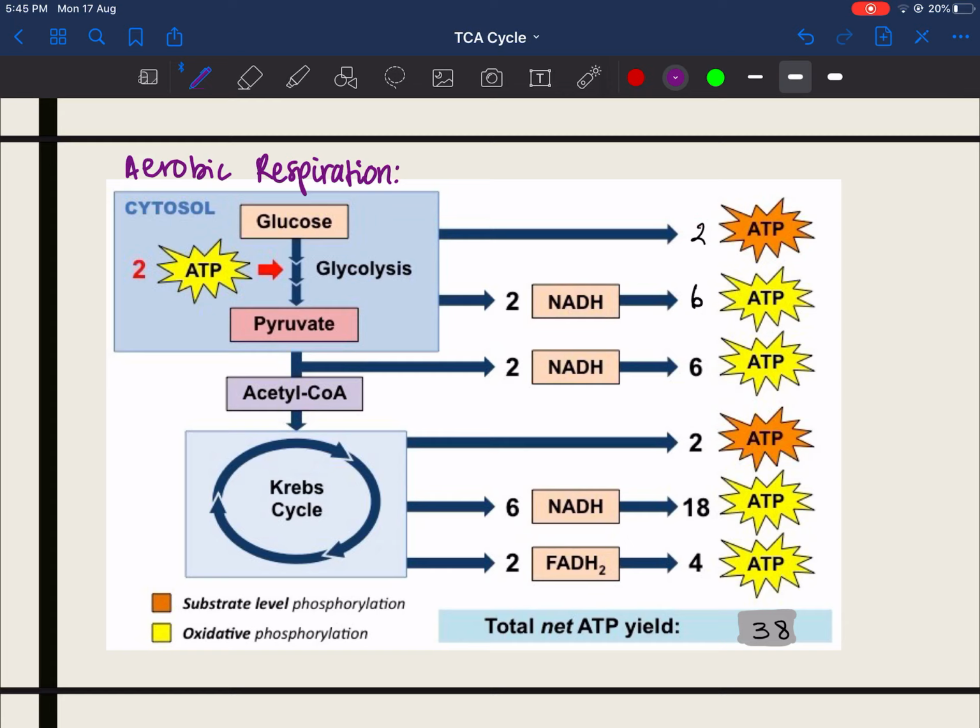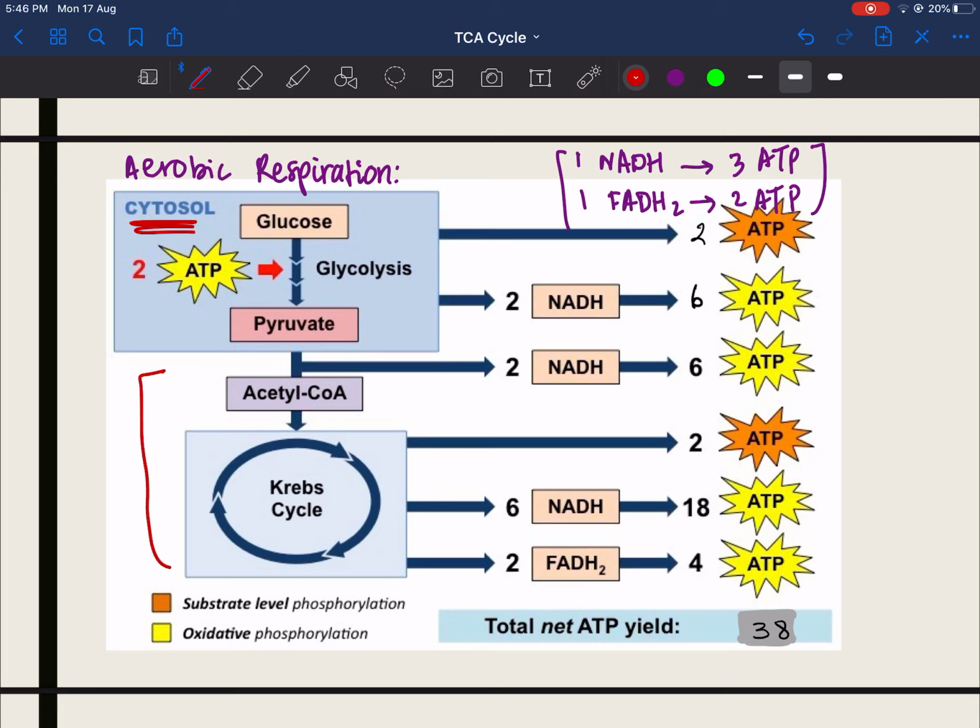So just some ground rules. One NADH molecule, after it goes through the electron transport chain, is going to give us 3 molecules of ATP, and one FADH2 molecule, again after having gone through the ETC, is going to give us 2 ATP molecules. So think of it as a little key. So yeah, glucose, let's talk about glucose first. It says here cytosol, the rest of everything happens in the mitochondria.